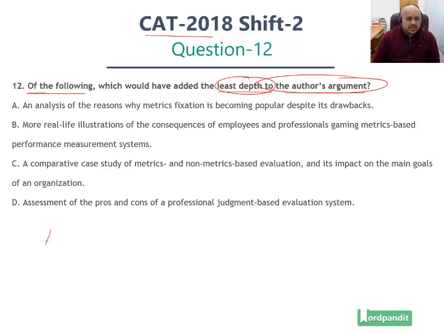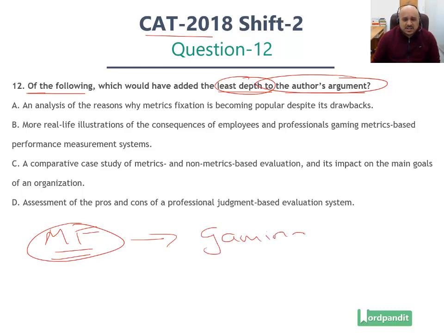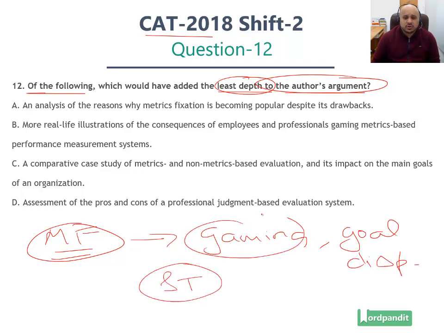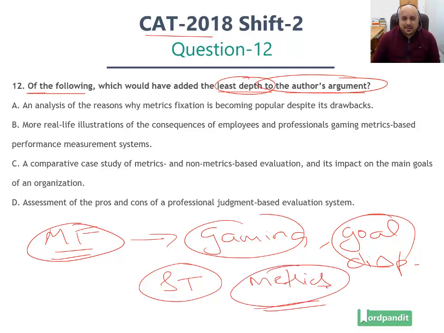The author's argument in this case is we are too obsessed with metrics. We have a metric fixation. This metric fixation leads to gaming the system, leads to goal displacement. It leads to prioritizing short-term goals over long-term goals. We do not look for professional advice, but rather we are constantly looking for metrics for evaluation. So this is what is happening.